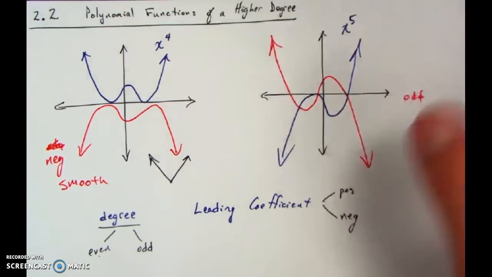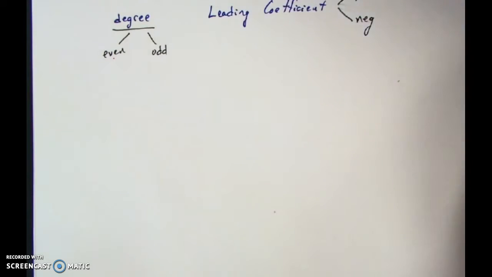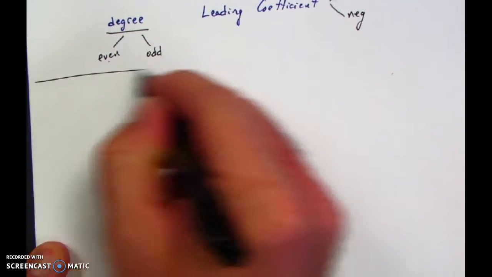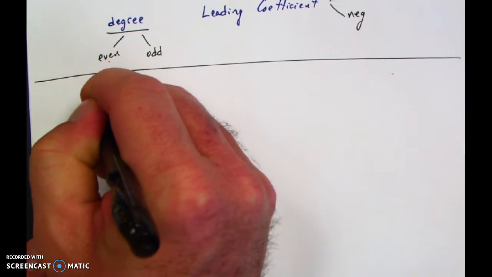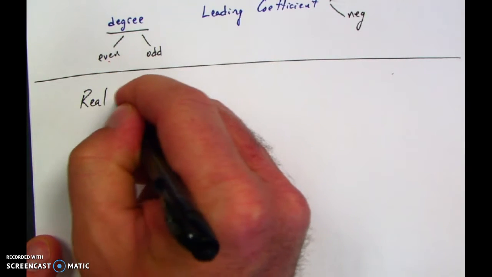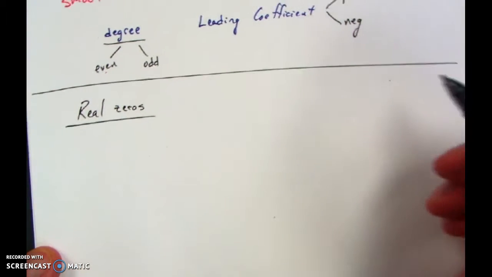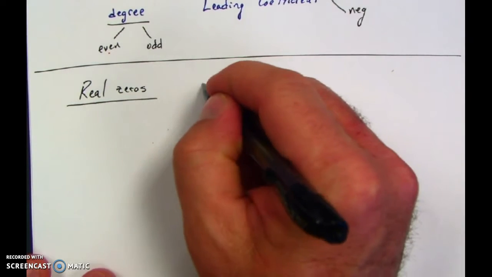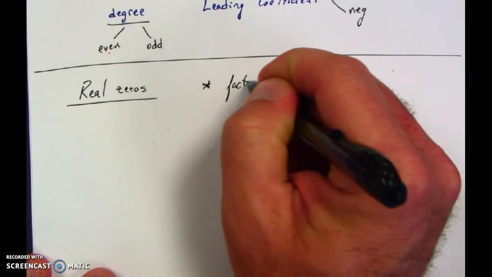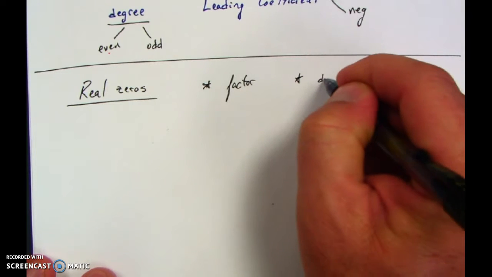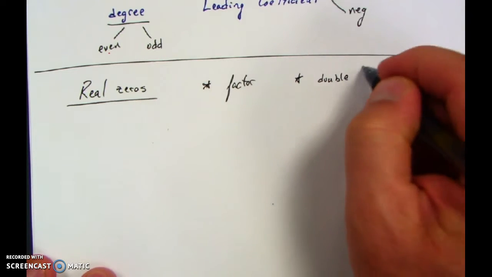Now, the other thing we're going to look at when we're talking about these are zeros. When we're looking at the zeros, again, that's where this is crossing the x-axis. And if we're talking about real zeros, we're talking about real numbers. And something we can look at is, first of all, the factors. If we can factor something, the factors will tell us what the zeros are. And something we have to watch for when we're doing the factoring is a double root or a repeated root.